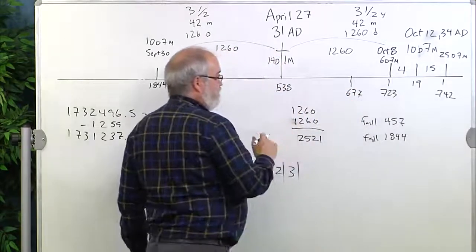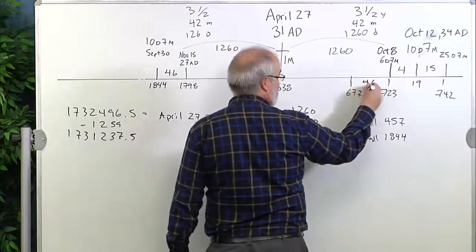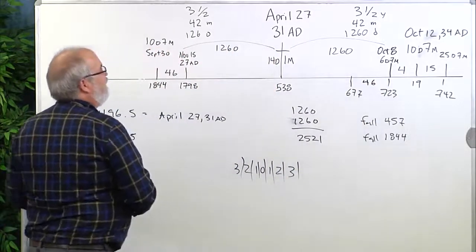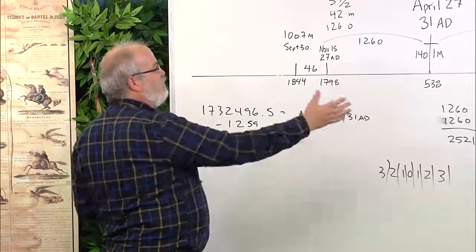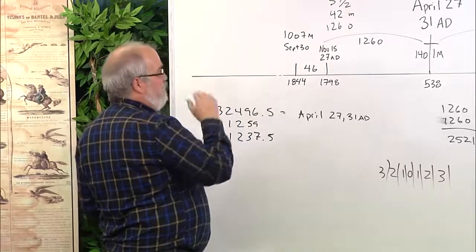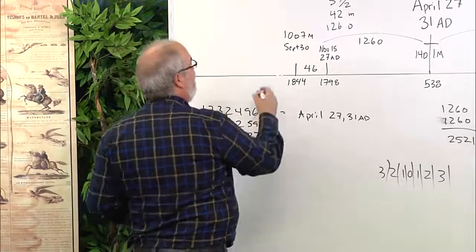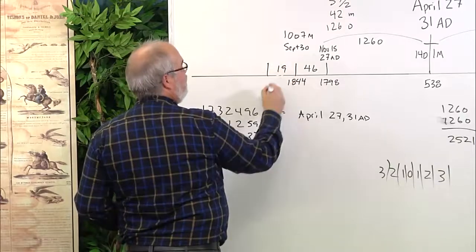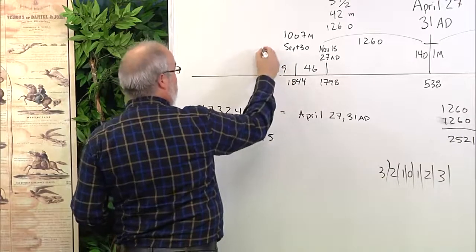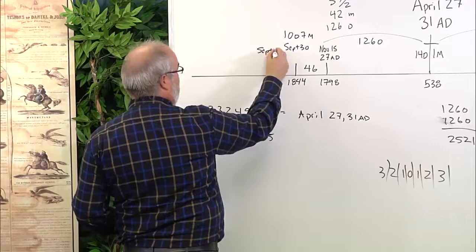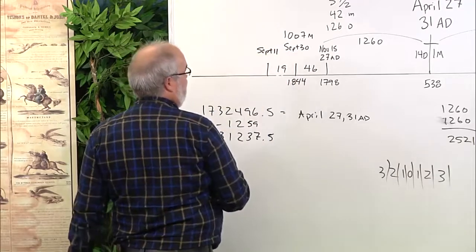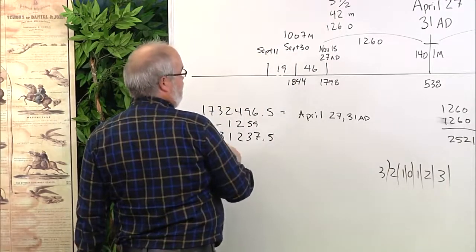Does that make sense? So there would be 46 days here between this. And so I have the prophetic mirror running backwards. And then I would add 19 days here. And this would bring me to September 11th in 27 AD.